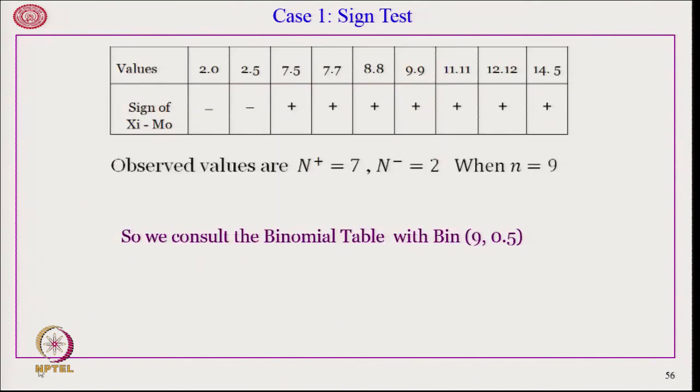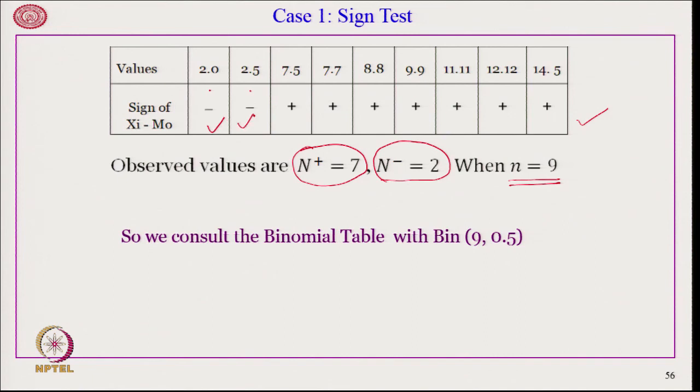In sign test, we are just taking the difference from the observed value of the median and looking at the sign. Therefore, for 2.0 and 2.5 we have got negative sign, and for all remaining ones we have got positive sign. Because number of observation is 9, therefore, n plus is equal to 7 and n minus is equal to 2.